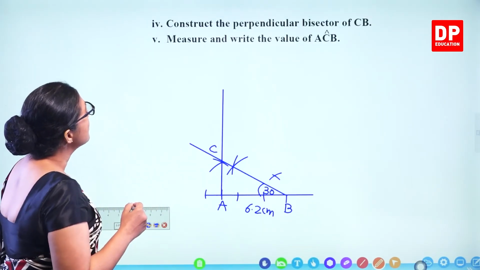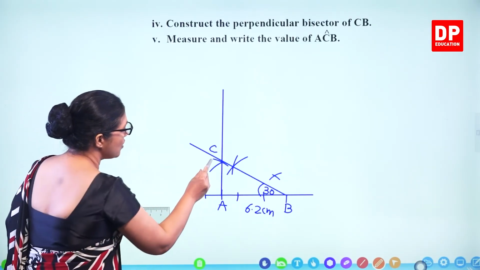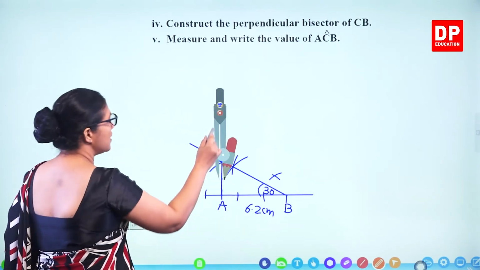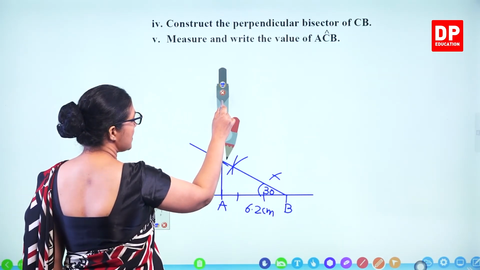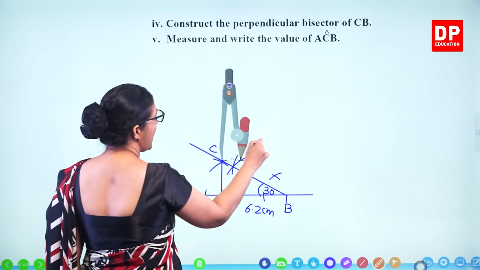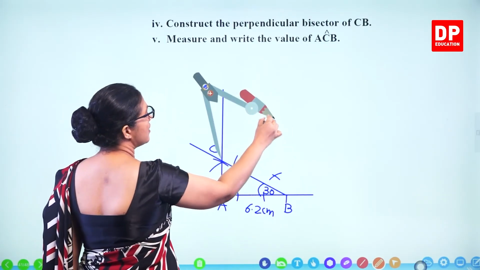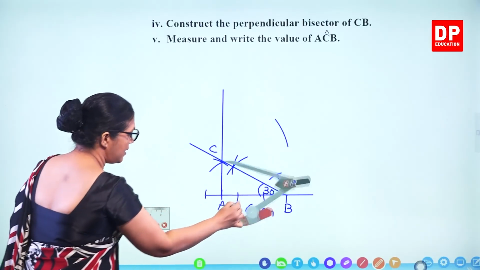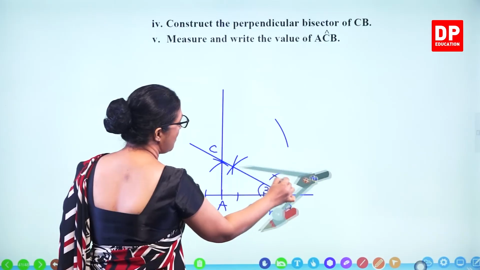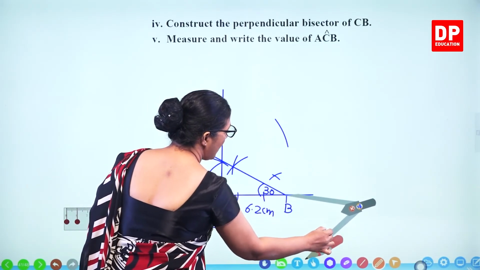Next part, construct the perpendicular bisector of CB. So we need to construct the perpendicular bisector. So you need to take the compass. So how do you draw a perpendicular bisector? We can keep it on top of C. Take any distance. You draw an arc this side and on the other side. Do the same thing for point B. Keep it on top of point B and draw the arcs.